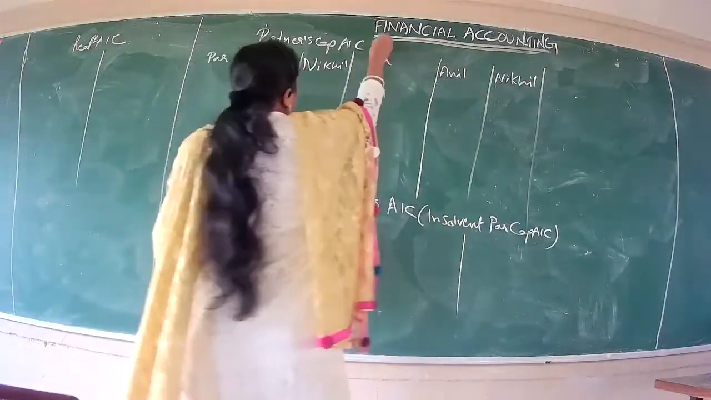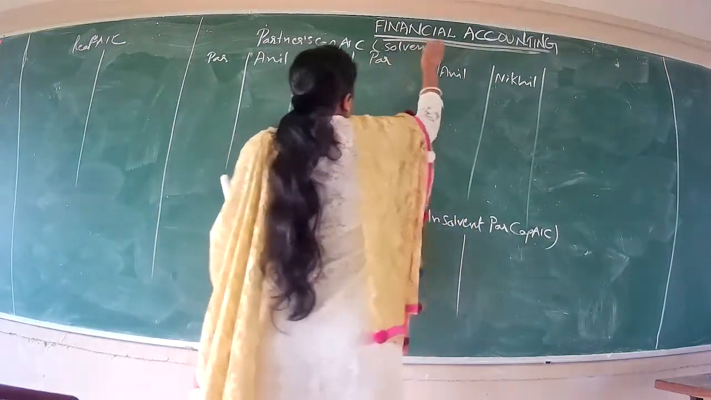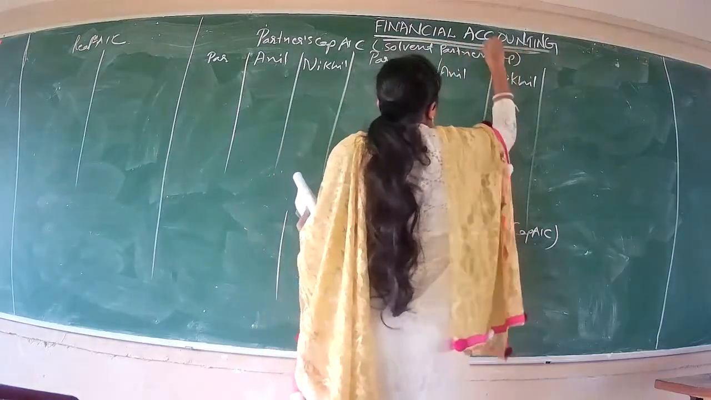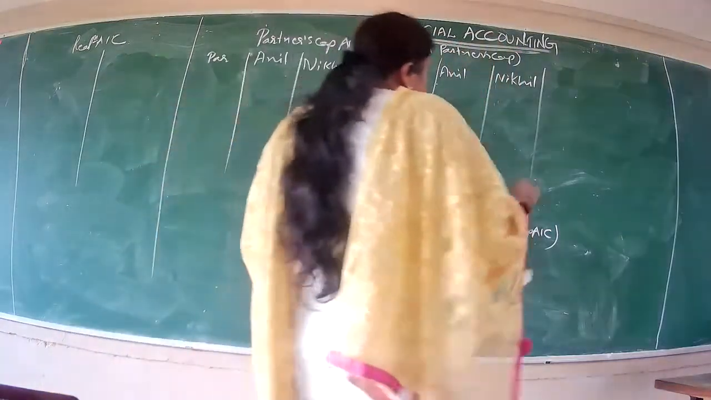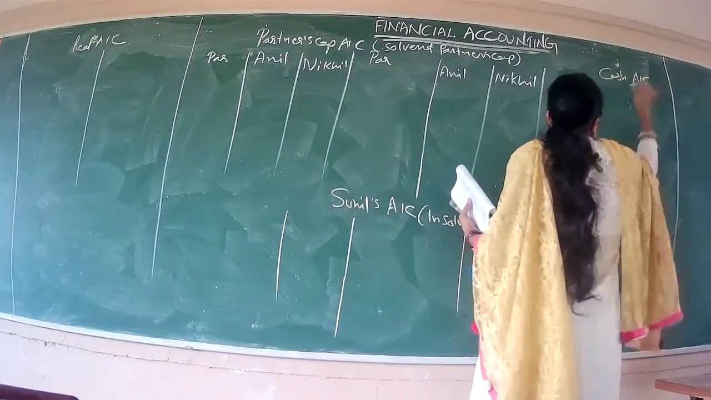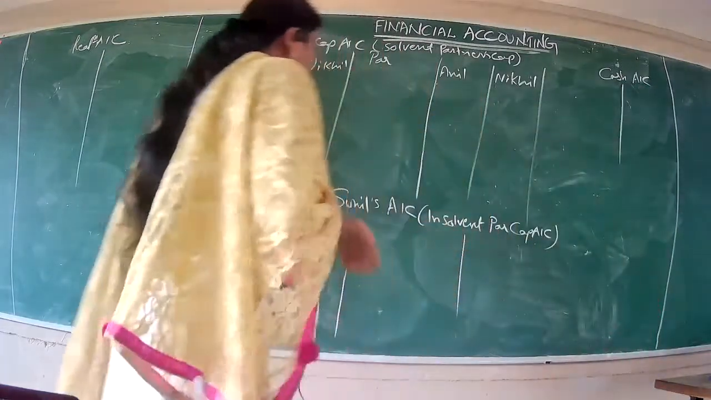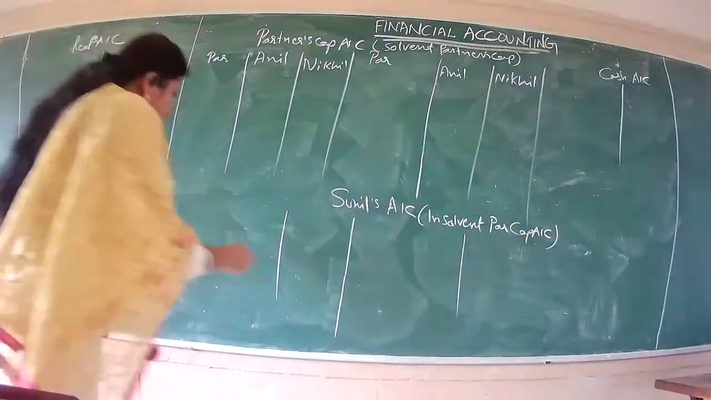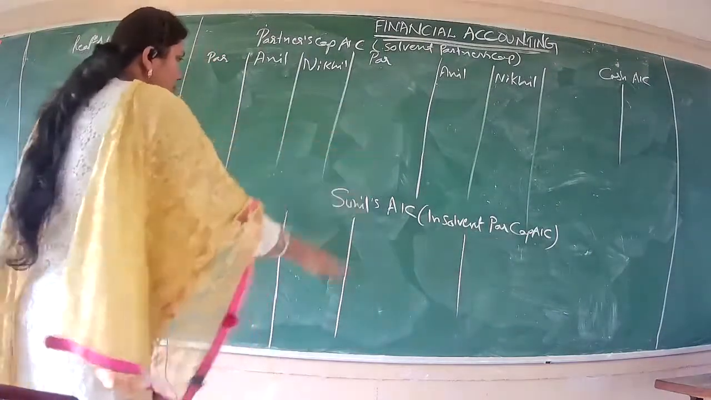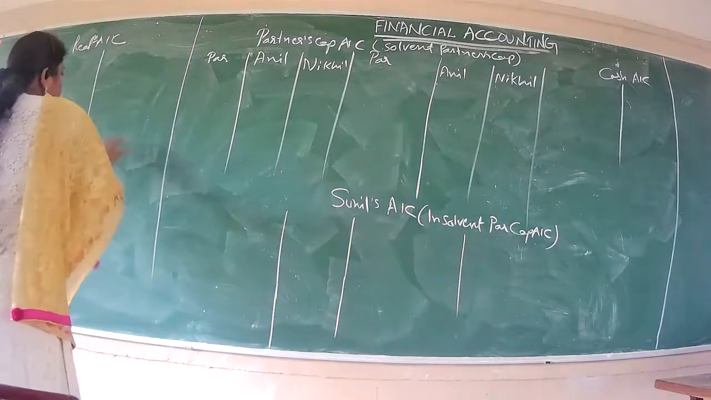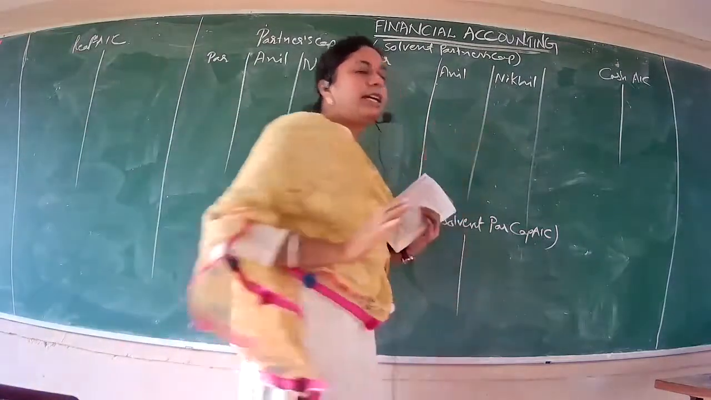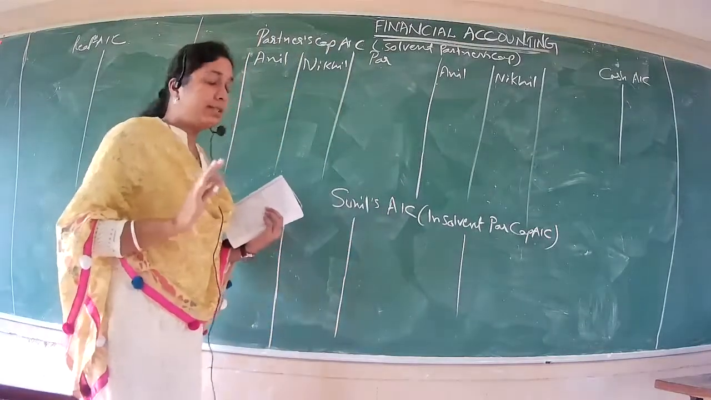And this will be your solvent partners capital account. Fine. And then we need to prepare one more, that is your cash account. Fine. So these three accounts, just for understanding, I have opened the insolvent partner capital account separately, but in total it is your capital account. So three accounts we need to open, that is your realization account, partners capital account, and the cash account. Fine. I hope you remember these steps.